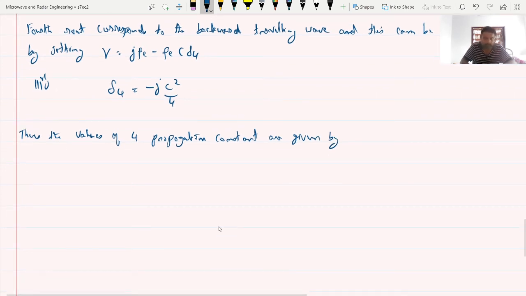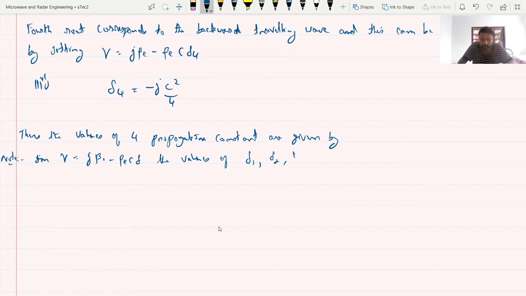You take one note: in gamma is equal to j beta I minus beta I c into delta, the values of delta 1, delta 2, delta 3 are substituted to get gamma 1, gamma 2 and gamma 3.